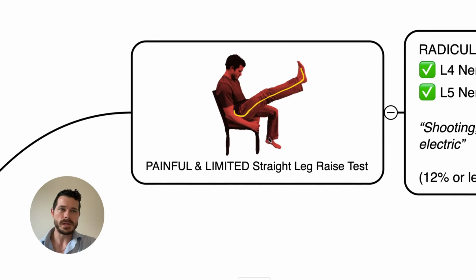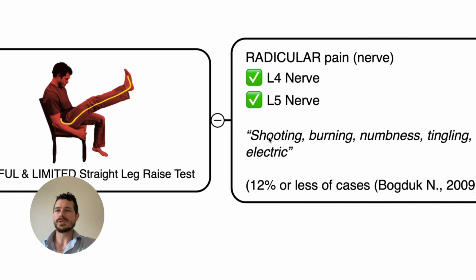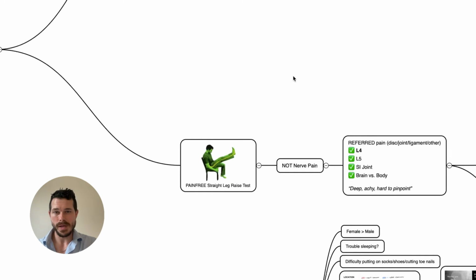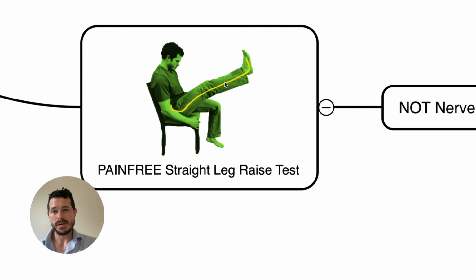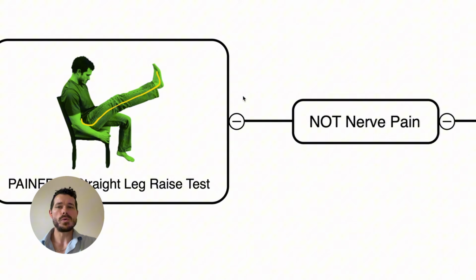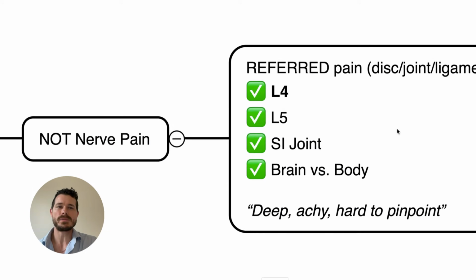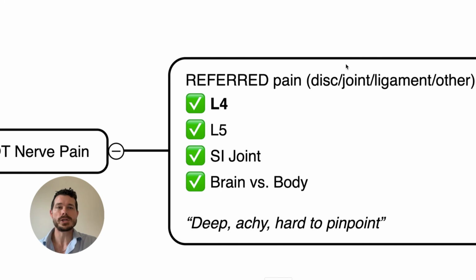If it's painful and limited, then this points to symptoms being nerve in origin. You have nerve pain. We call this by the fancy term radicular pain. Versus, as you'll learn here in a moment, if it's pain-free, then we can be 95% or more sure, because this test is so good at tugging on the nerves, that you do not have nerve pain. We call this referred pain from some other structure than the nerve itself.